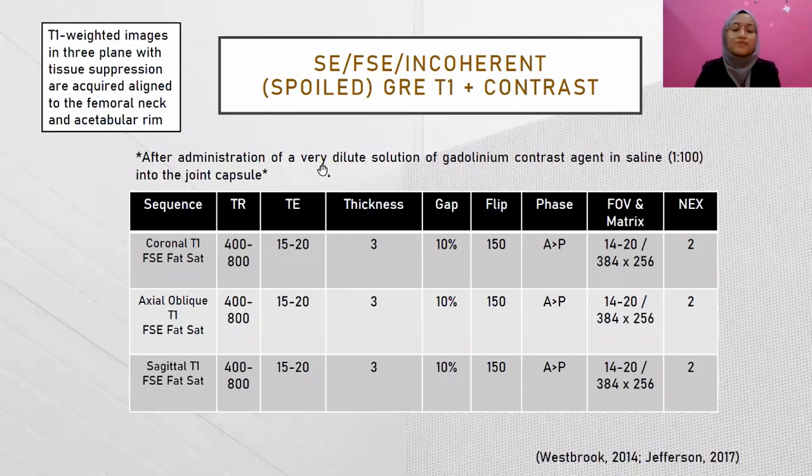Okay, this sequence is done after administration of a very dilute solution of gadolinium contrast agent in saline in a ratio of 1 to 100 into the joint capsule. This sequence is done in 3 planes, which are the coronal T1, axial oblique T1, and sagittal T1 with fat suppression. Okay, the scanning parameters are as follows.